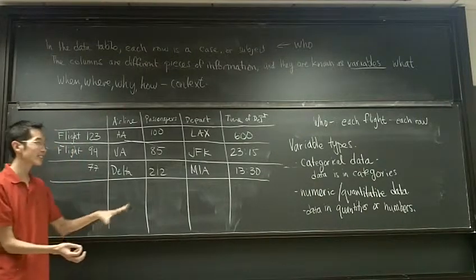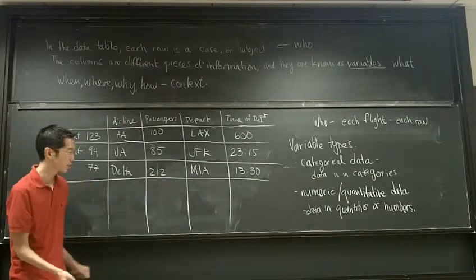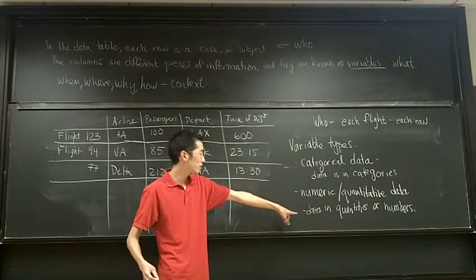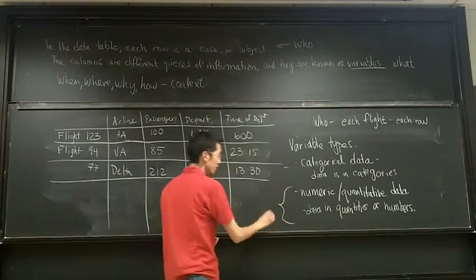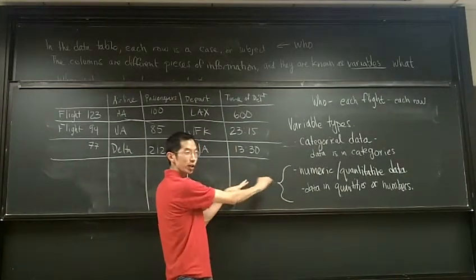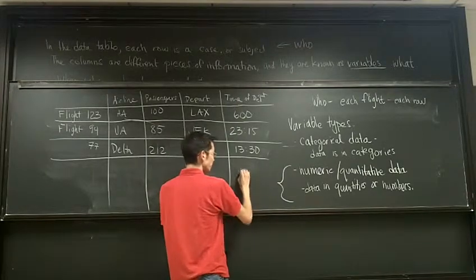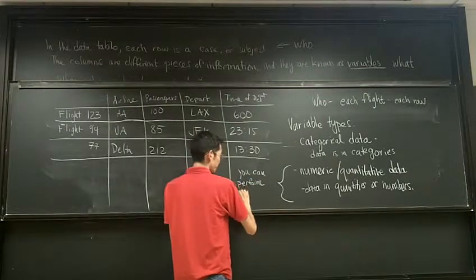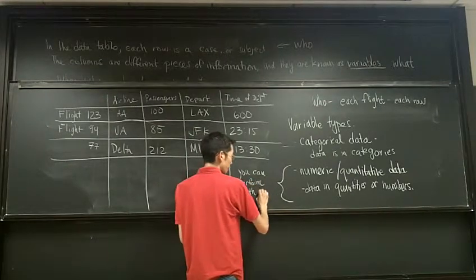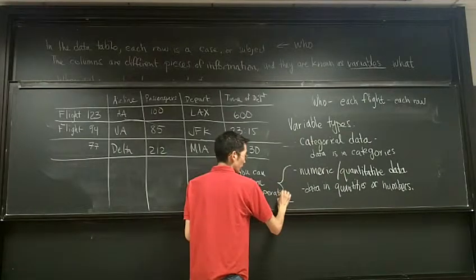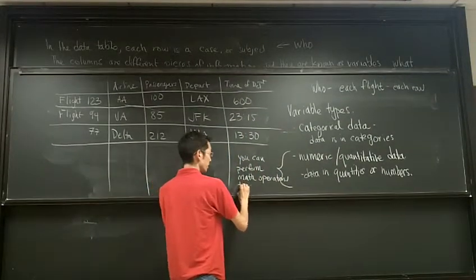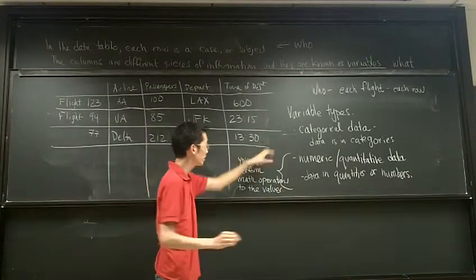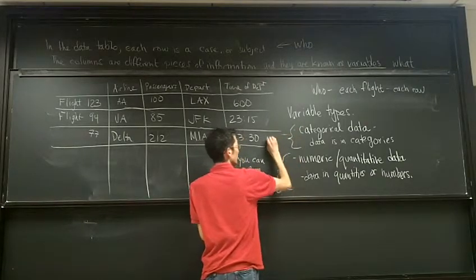Well, some things are a little bit shaky. But we've got data in categories, and data in quantities or numbers. One of the guiding rules is you can perform mathematical operations on quantitative data, on the values. And over here, it does not make sense to do that.